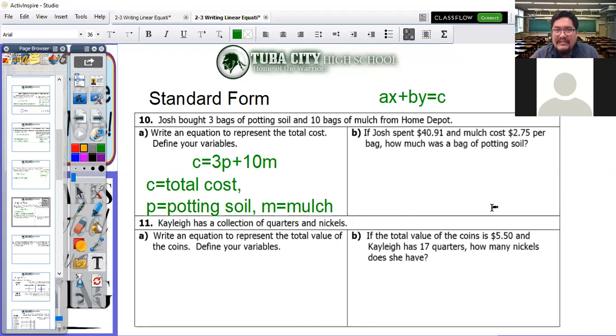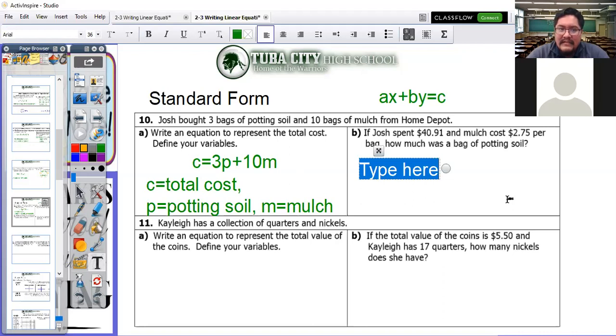Now this is actually the same question, it's just different steps. Here it says Josh spent $40.91. The mulch cost $2.75 per bag. How much was the bag of potting soil? Again, this is our clue that we're looking for potting soil, so P is what we don't know. Maybe he got home and was like, darn, how much was the potting soil? I do remember the mulch said it was $2.75 because it was a big sign and it was on sale. I know that I spent $40.91. So then he's going to have to work backwards from there.